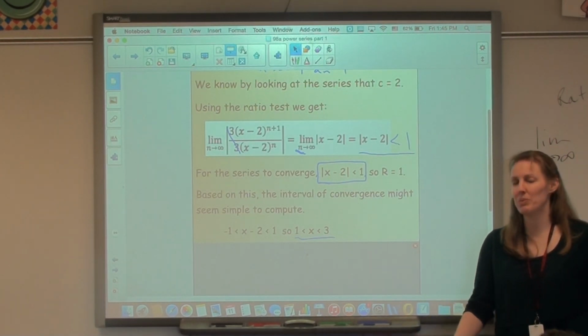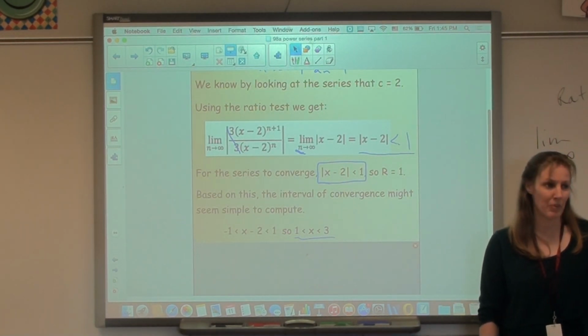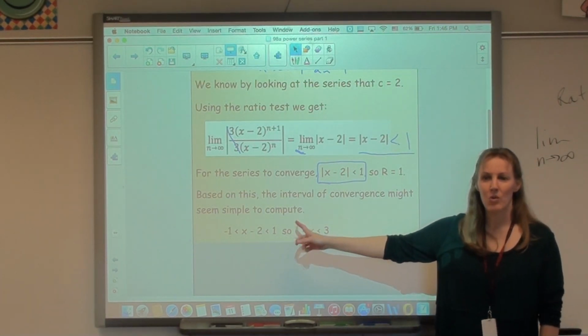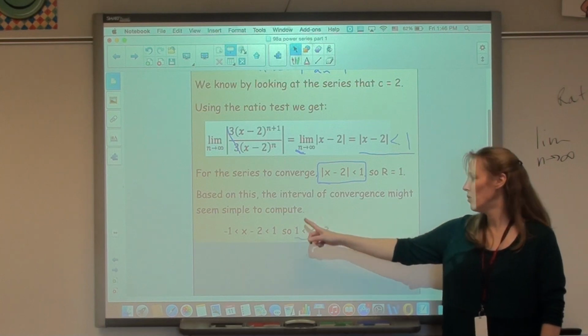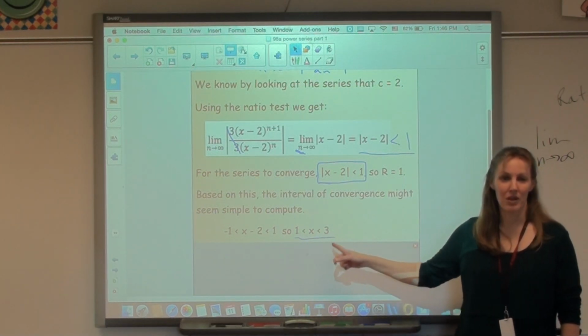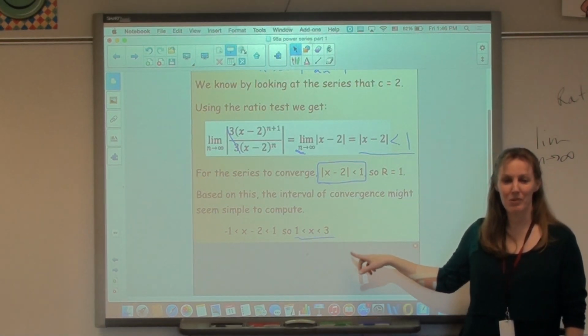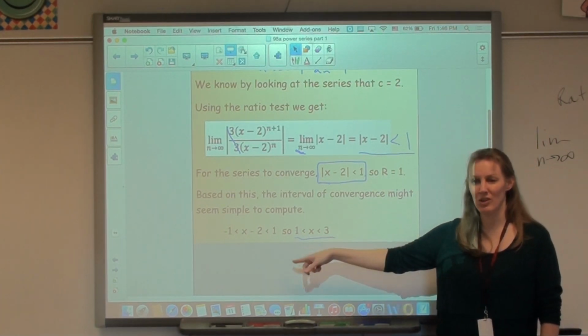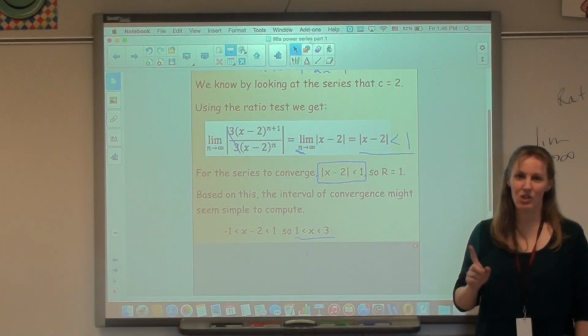And that's actually one of the biggest parts of the AP exam on these problems. They'll give you, for your choices, 1 is less than x is less than 3. 1 is less than or equal to x, which is less than 3. 1 is less than x, which is less than or equal to 3. 1 is less than or equal to x, which is less than or equal to 3, right? They want to see if you've tested your endpoints. So you've got to test your endpoints.